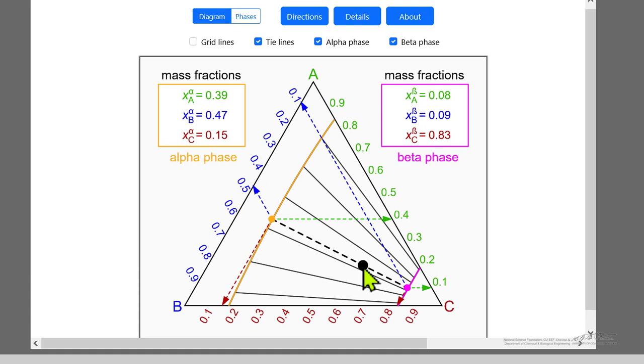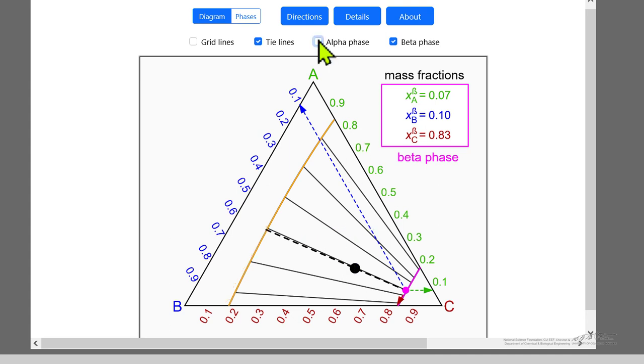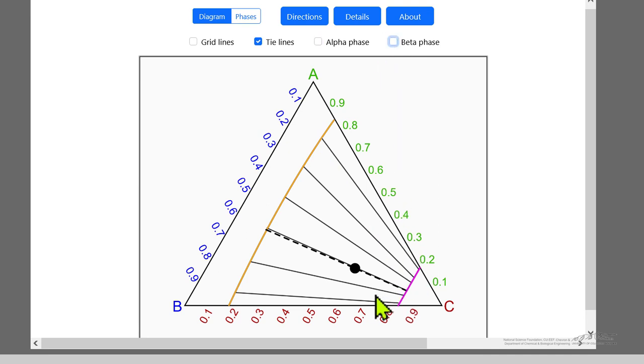So if I move along a tie line, then the compositions won't change, but the amounts of each phase will change. Now I can remove this, and you can test yourself by making sure you can read off what the compositions of these phases in equilibrium are. So it's important to understand that in a three-component system we can have a significant range of compositions where we have phase separation.